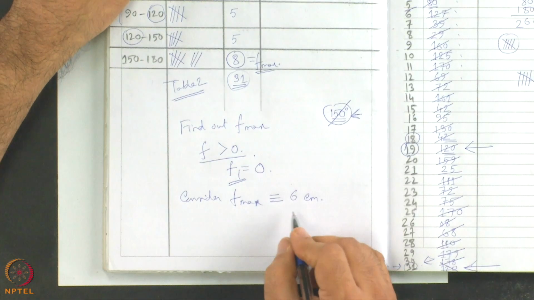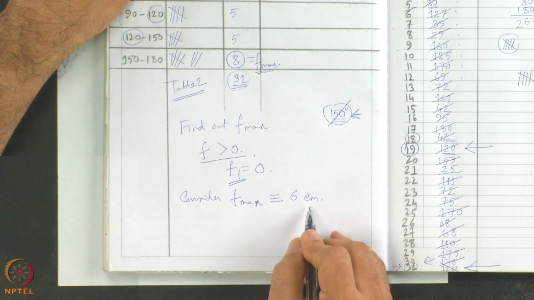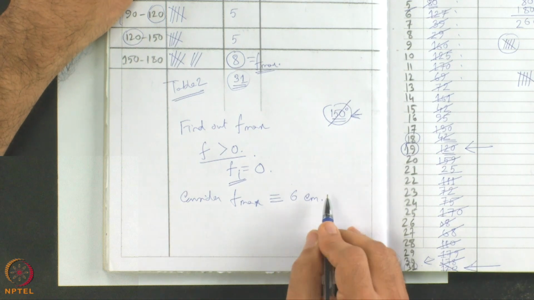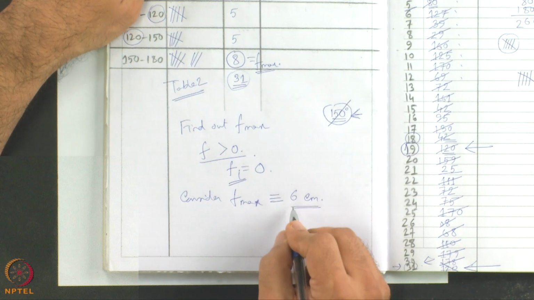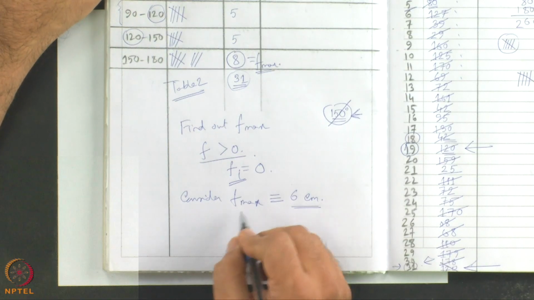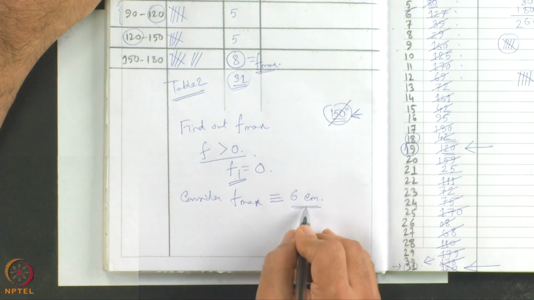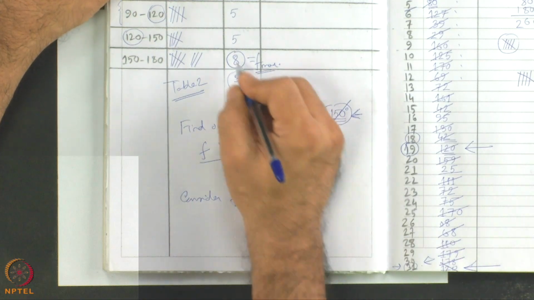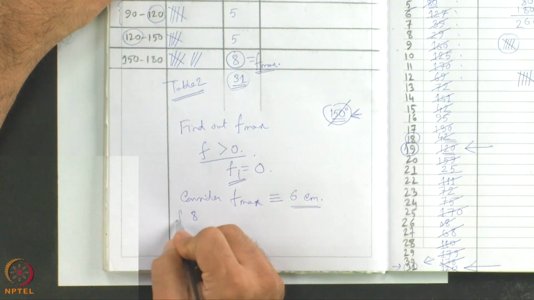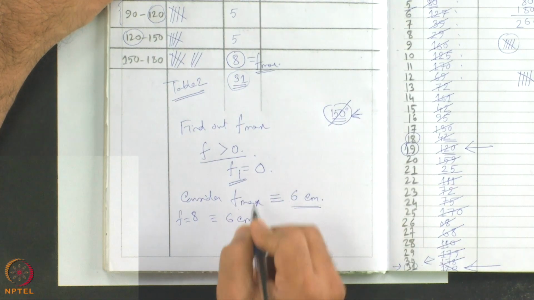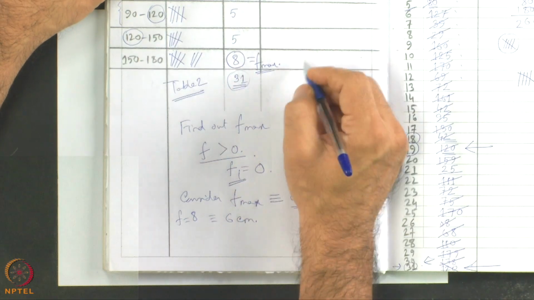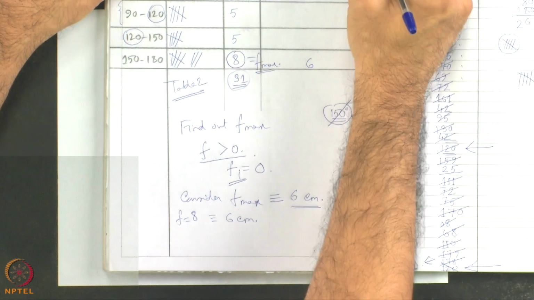Looks like a mystery, why I took f max, why I am comparing it with 6 centimeter. Again, please be with me and things will be explained. We are going to draw a half circle of 6 centimeter radius and we will proceed. Before that, if f max, which is a frequency of 8, is equivalent to 6 centimeter, then this 8 will be replaced by the equivalent radius.